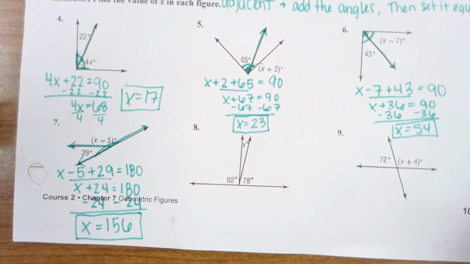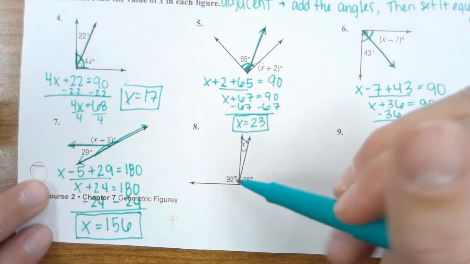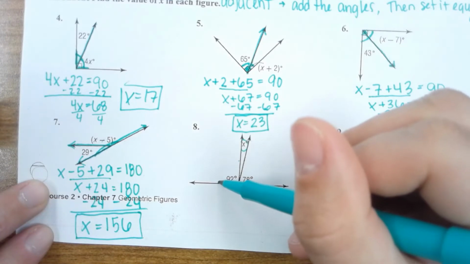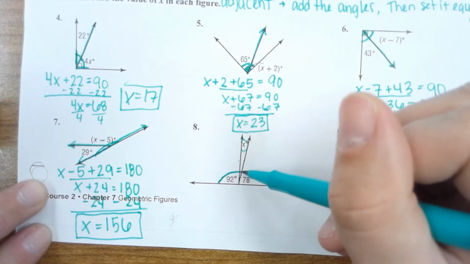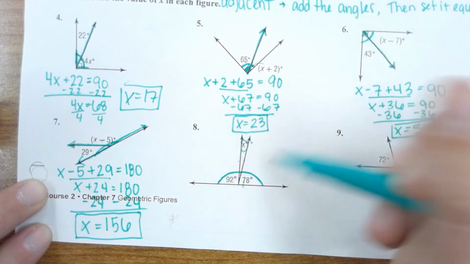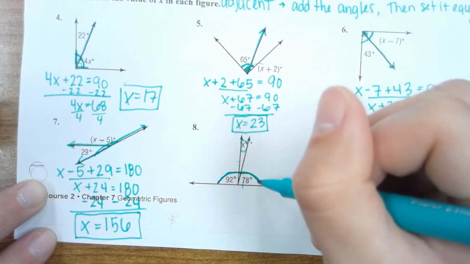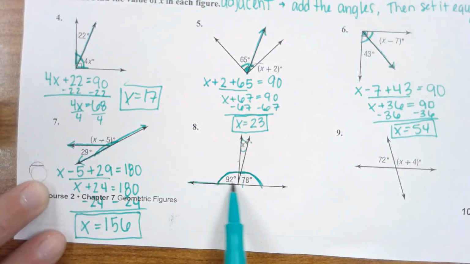All right, number 8. So again, we're trying to solve for x here. And I have two adjacent angles this time, well actually 3. So I have 92, I have x, and I have 78. And notice how if I were to combine all of these together, they once again form another straight line.